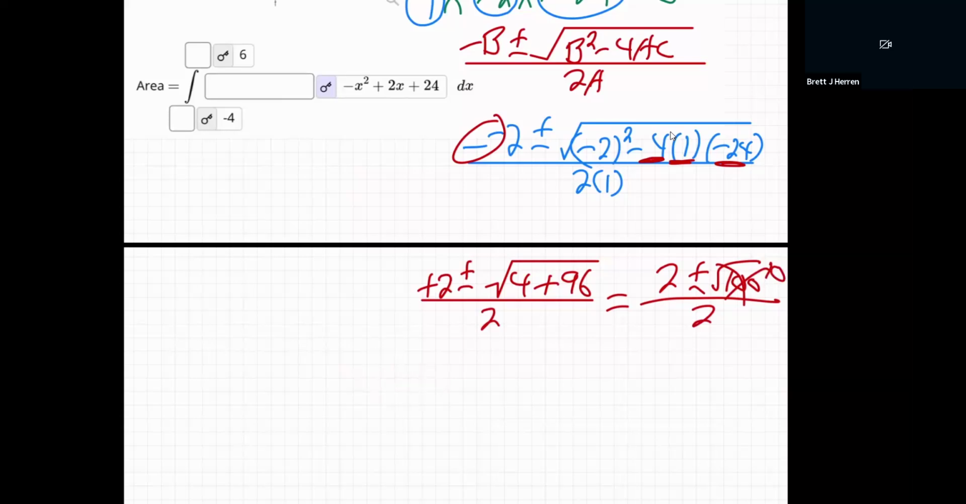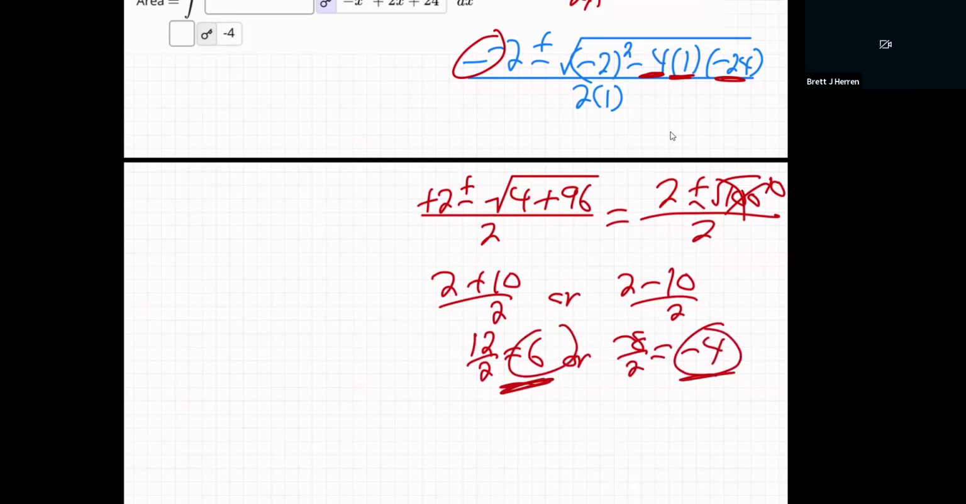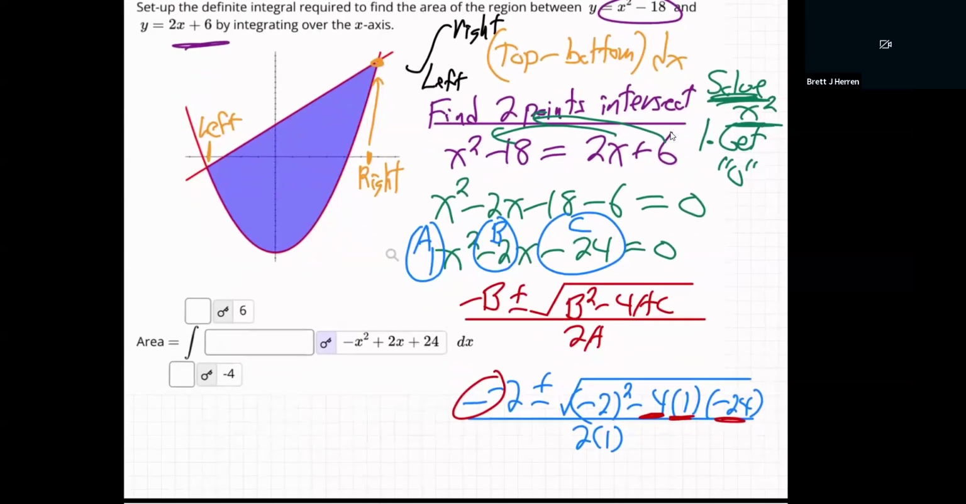So it's 2 plus 10 over 2 or 2 minus 10 over 2. Doing the plus and minus option, that's 12 over 2, 6, or minus 8 over 2, minus 4. So there's our two answers, 6 and minus 4. So going back to it, this must be minus 4. And this must be 6.